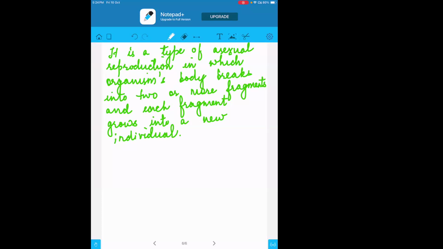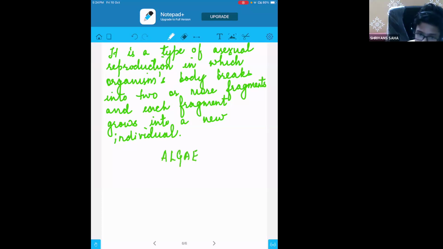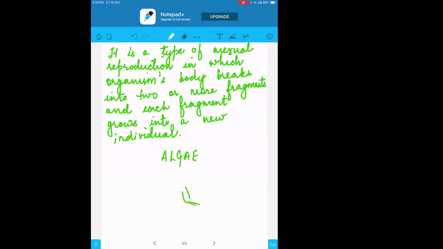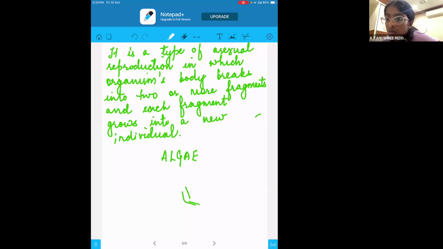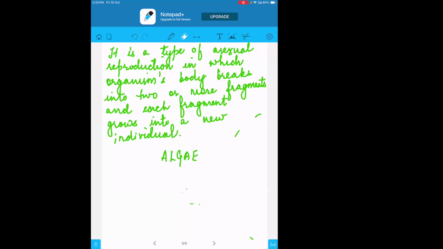Now, you might have heard the word algae, right? So algae, where can we find it? Rivers, lakes, ponds, water bodies. Very good. Correct. In the water bodies, we can see the algae. But now what happened here?